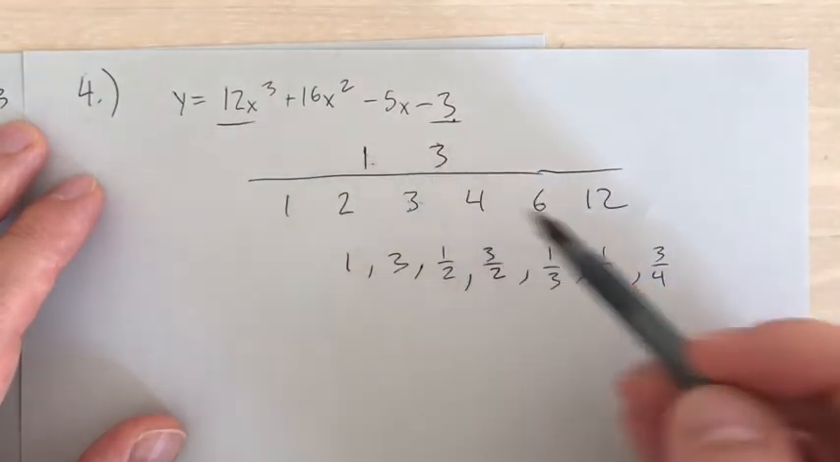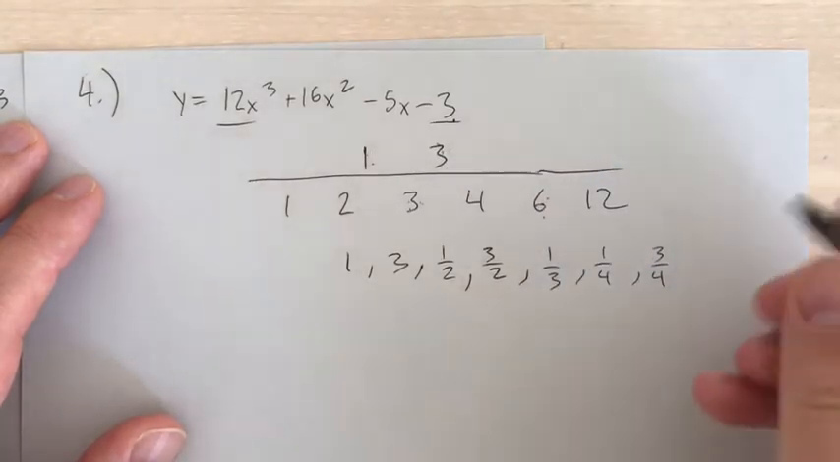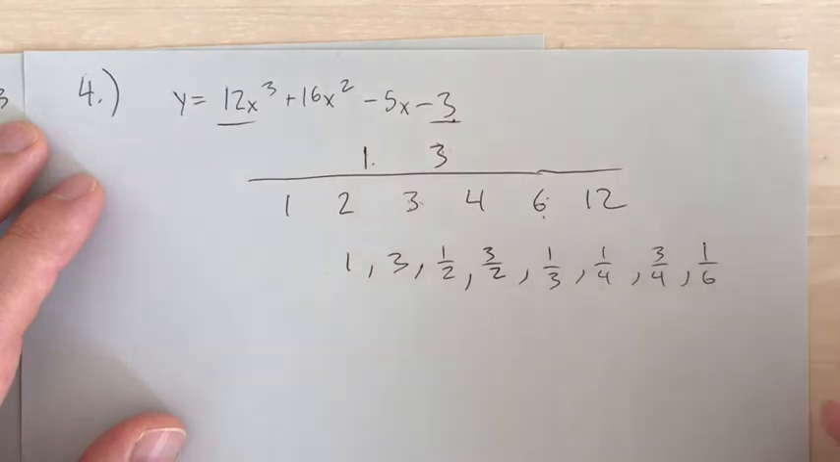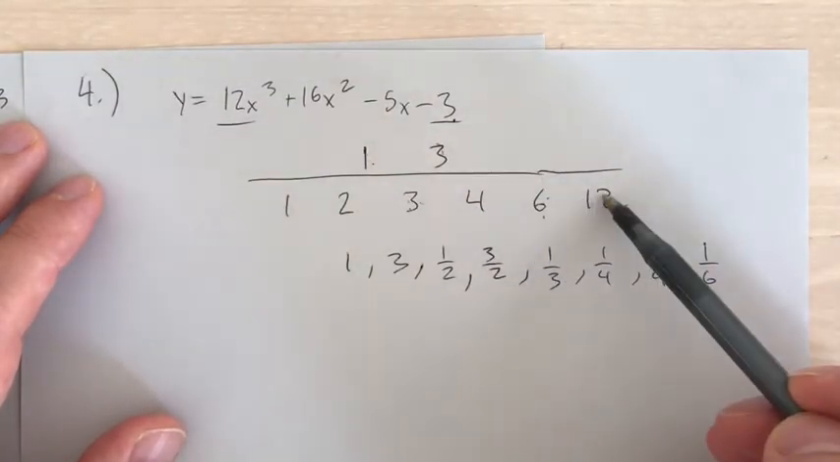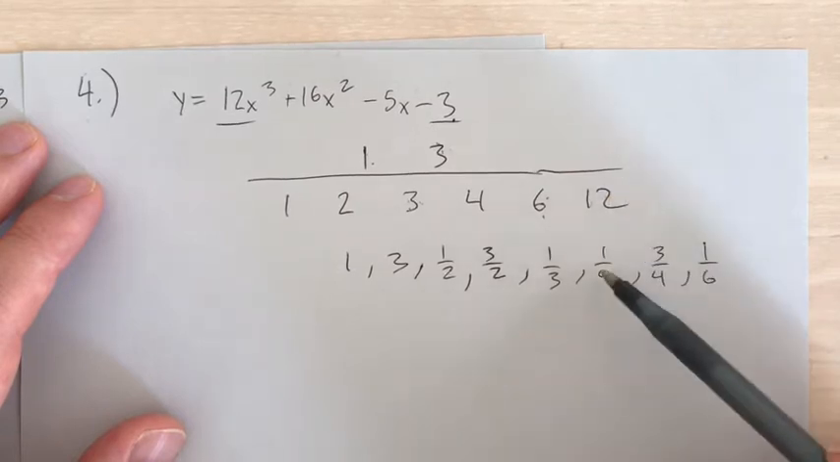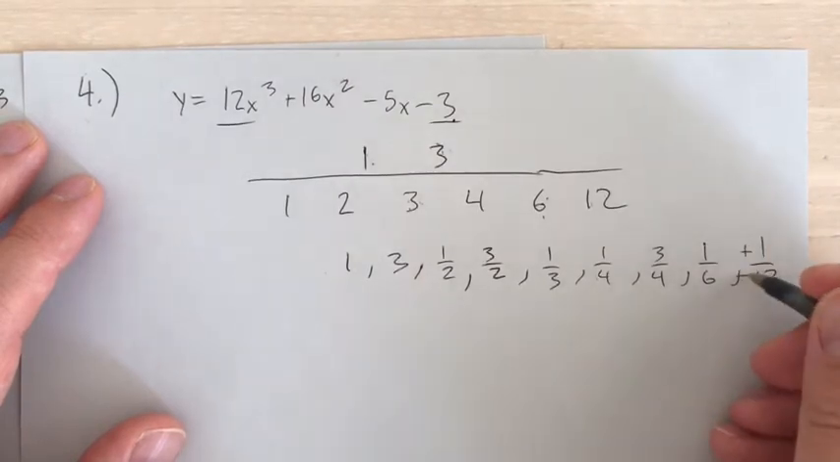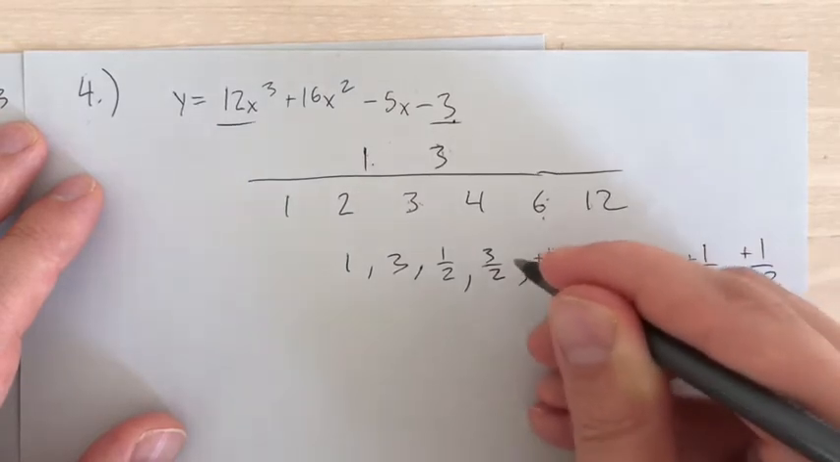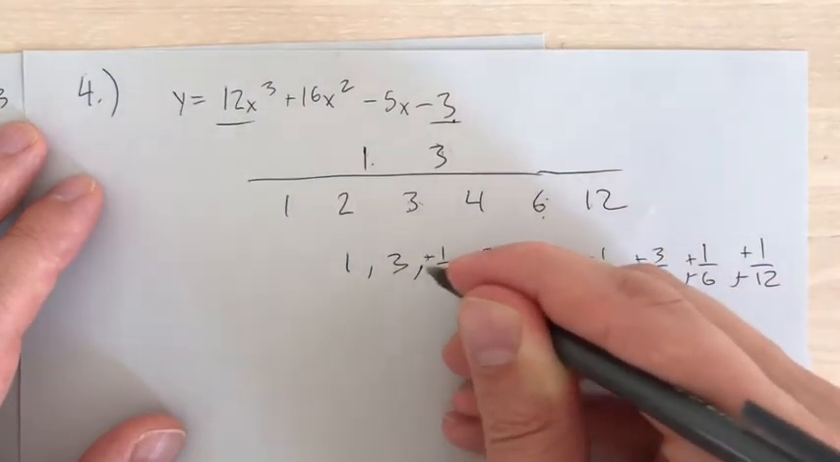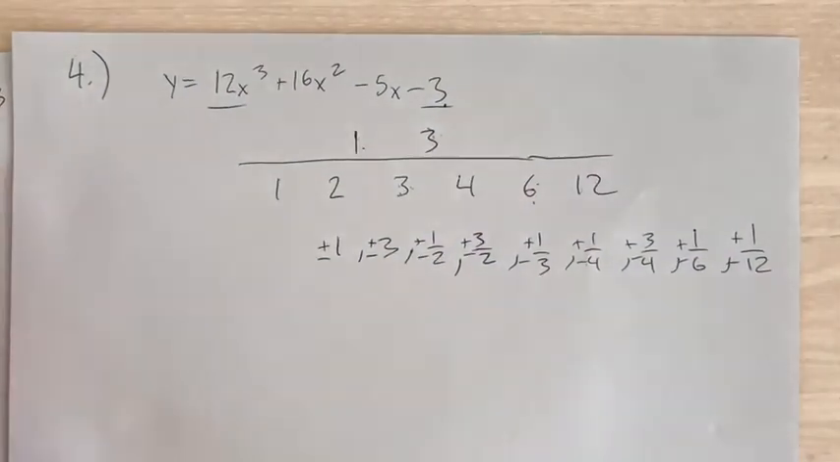And then we'll do 1/6 and 3/6. 3/6 is 1/2, so we will skip that one. And then lastly, 1/12 and then 3/12. 3/12, by the way, is just 1/4. We already have that, so we don't have to list that. So again, think all these plus minus, plus minus, plus minus, all the way through. So these would be all the potential x-intercepts of that polynomial.